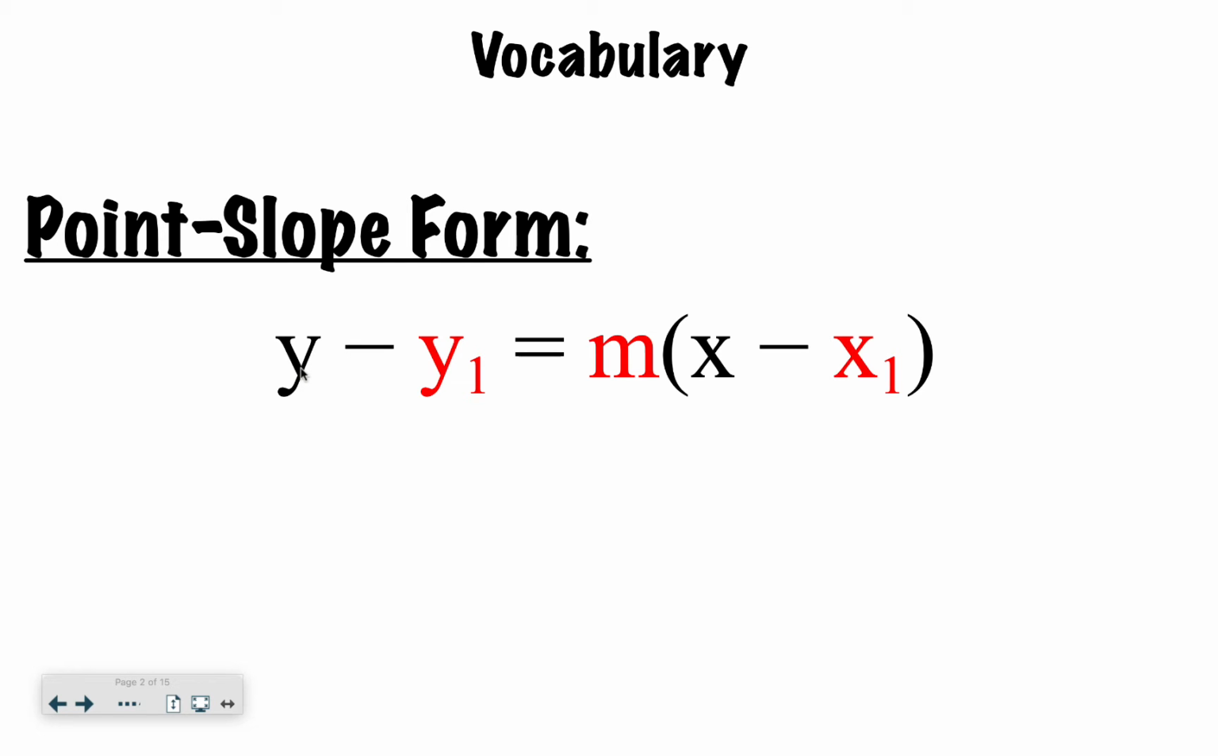Point, slope form is where you have one point, so you have an x and then a y, and you also have the slope. Okay, so point slope form. The way that point slope form works is you always do y minus whatever your y value is in your point equals the slope, and then in parentheses, you put x minus the x value in our given point. Okay, so make sure you have this written down somewhere that you can easily access.